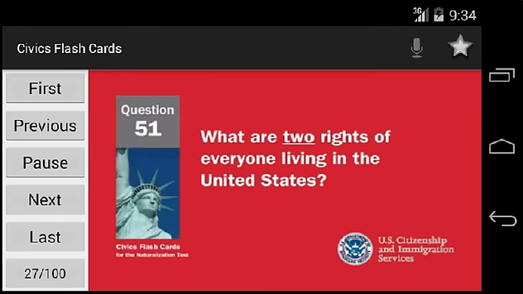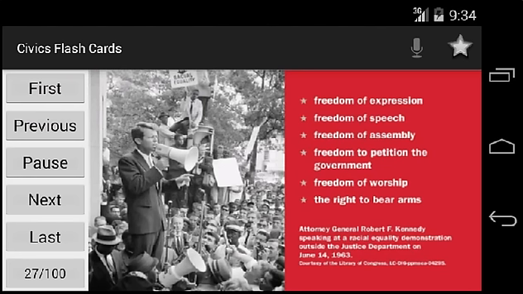What are two rights of everyone living in the United States? Freedom of expression. Freedom of speech. Freedom of assembly. Freedom to petition the government. Freedom of worship. The right to bear arms.